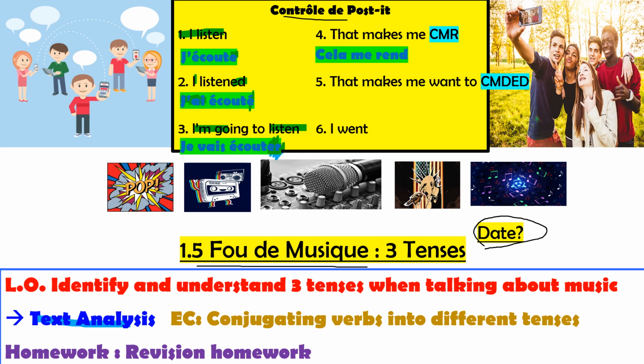Cela me rend goes with an emotion, but if you want to say it makes me want to sing, dance, cry, kill, murder, you'll need this. Cela me donne envie de, which literally means this me gives envy of, where it makes me want to. Cela me donne envie de danser. Cela me donne envie de chanter. C'est comme ça. This is all you need.